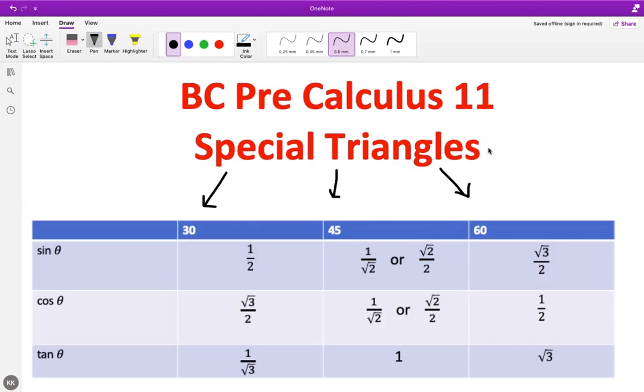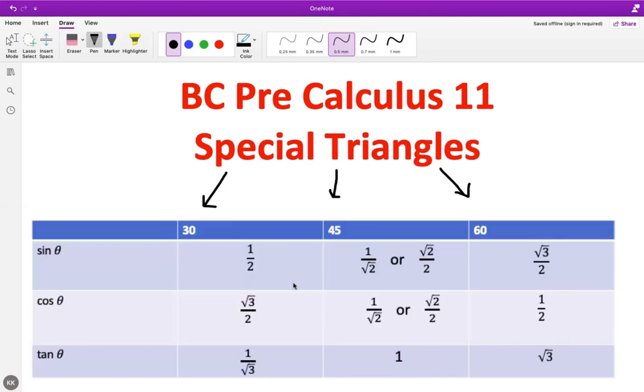The reason we call these angles special is that the trig ratios for these angles have special values. A lot of these numbers are really nice numbers, like tangent 45 degrees is 1, sine 30 degrees is 1/2, and cosine 60 degrees is also 1/2. So these are all nice numbers that we can express as fractions.